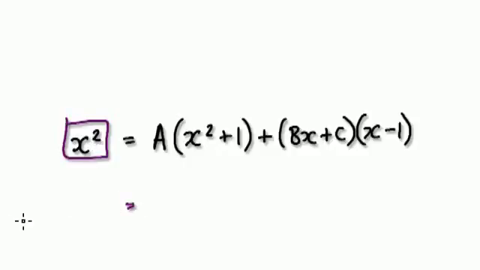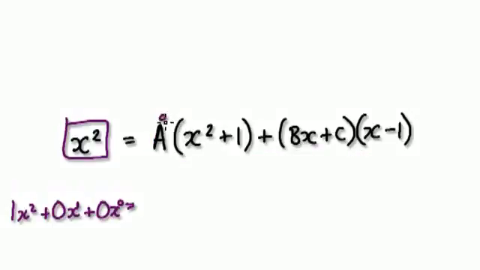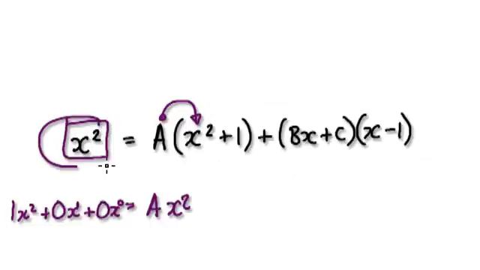So you can imagine this as being 1x squared plus 0x plus 0, where x is to the power 1 and this is to the power 0. So this thing here is exactly the same as this thing here. Then just look at it in terms of x squared. If you look on the right hand side, looking at x squared only, this times this will give you ax squared. Remember, we are trying to get this side to be the same as this side.